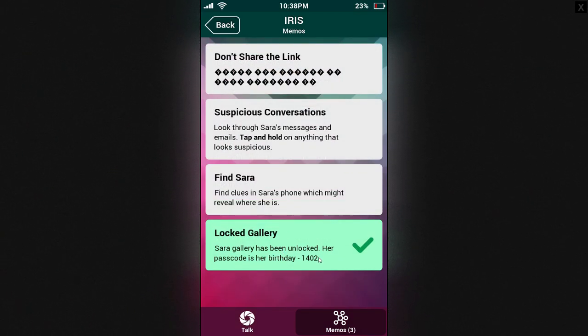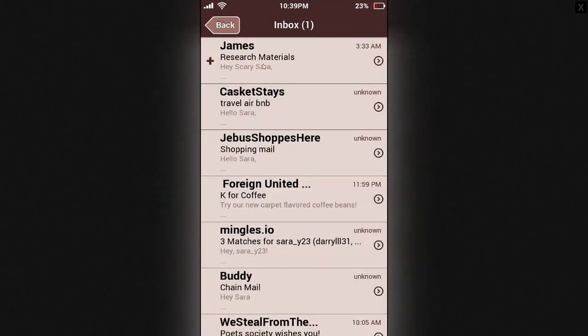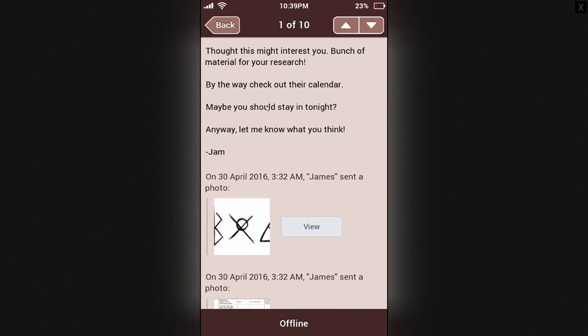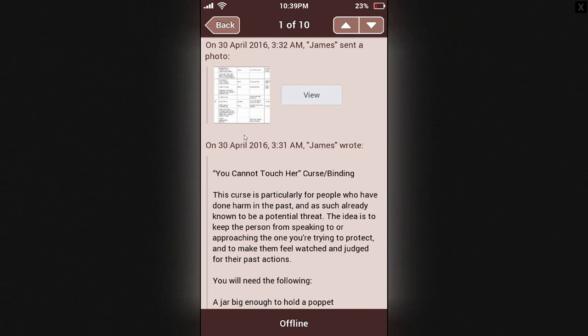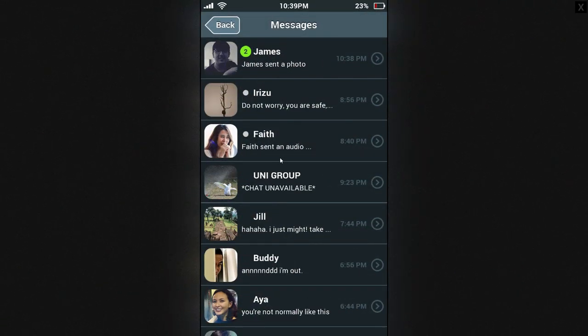Sara Gallery has been unlocked. Her passcode is her... Oh, I already knew that. Hey, Scary Sara, I thought this might interest you. A bunch of material for your research. By the way, check out their calendar. Maybe you should stay in tonight anyway. Let me know what you think. Shit, I don't have time to look at this, though. I gotta share the link with somebody.